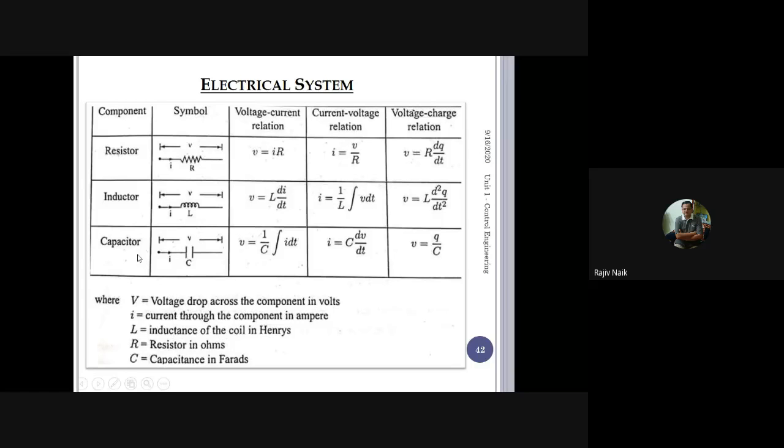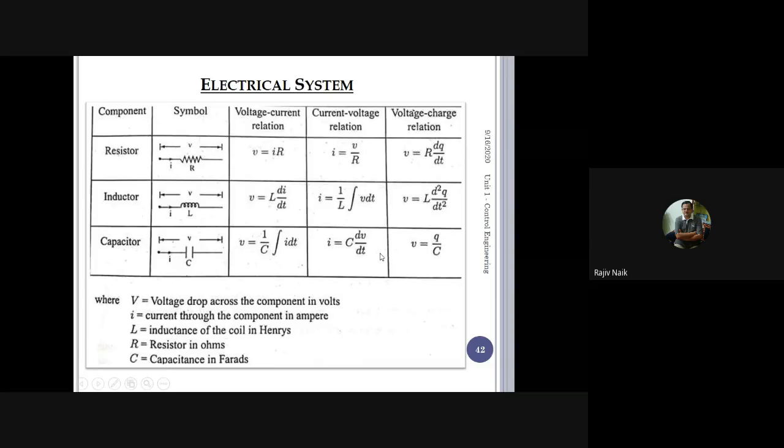Then the last one is capacitor, a storage element. C is the capacitance in farads. The voltage drop across capacitor is 1 upon C integration of I dt. Or in terms of charge, V is equal to Q upon C, since integration of I is Q only. Similarly, current I is C dV by dt.